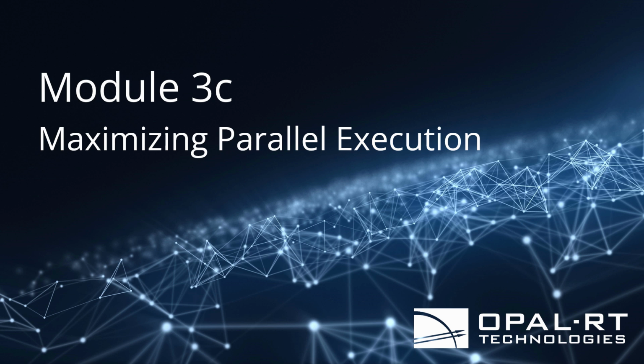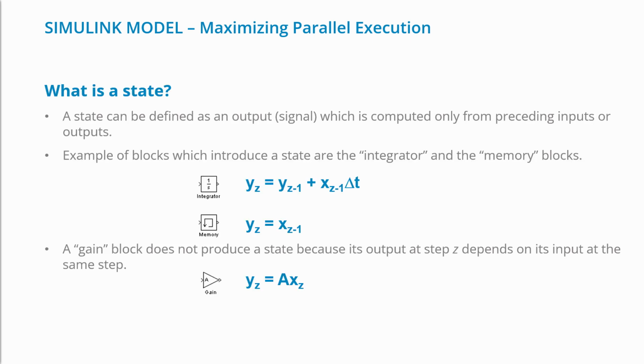In the previous videos, we have covered grouping models into subsystems and adding OpCom blocks to facilitate communication between subsystems. Now that we have covered subsystems and communication, we are ready to learn about maximizing parallel execution. Using more cores on a simulator does not necessarily improve the performance of a simulation if the model is not properly parallelized. The first concept we must understand is the notion of a state.